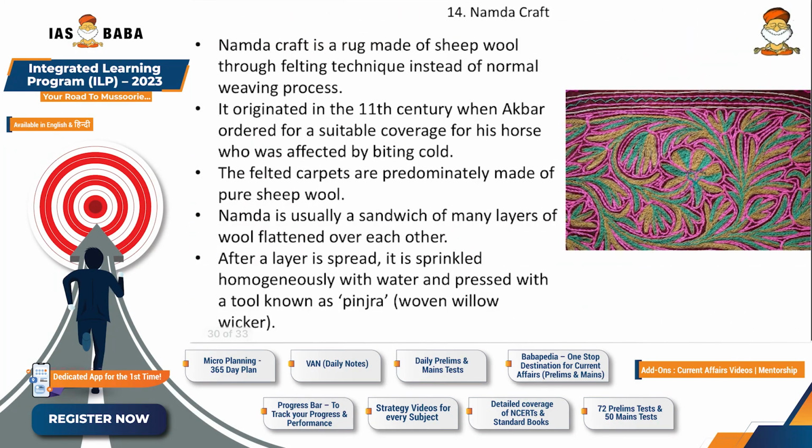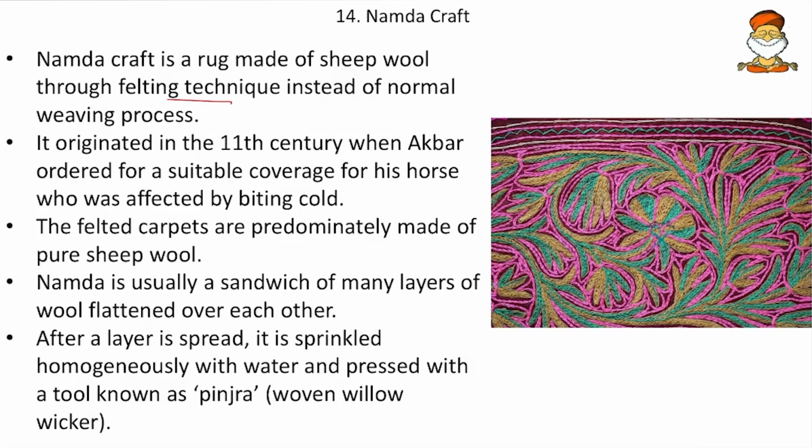Then come to next, the Namda craft. Namda craft is a rug made of sheep wool through the felting technique instead of the normal weaving process. Friends, felting means pressing layer over layer, and weaving means intertwining of threads. And this originated in the 11th century when Akbar ordered a suitable covering for his horse. So basically it was made as a covering cloth for horses.